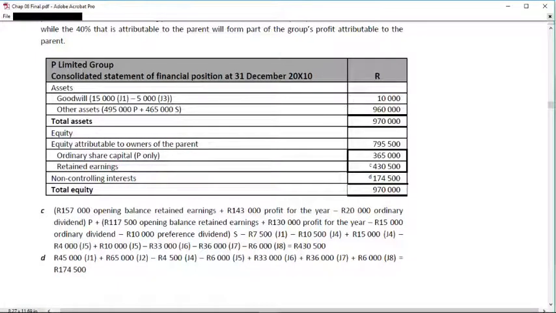The end product of this lengthy consolidation process is consolidated financial statements, and the first one we're going to look at is the consolidated statement of financial position for the P Limited Group at 31 December 20x10. Just want to point out a few items.